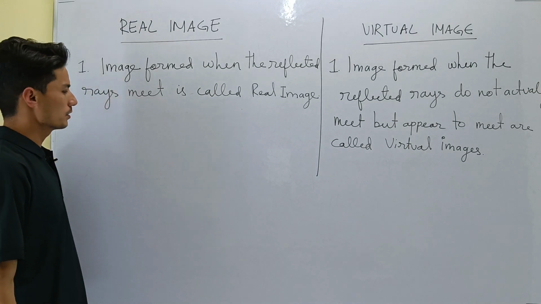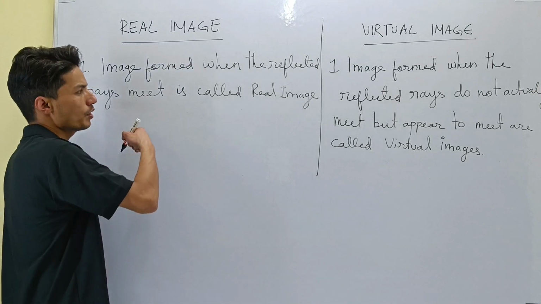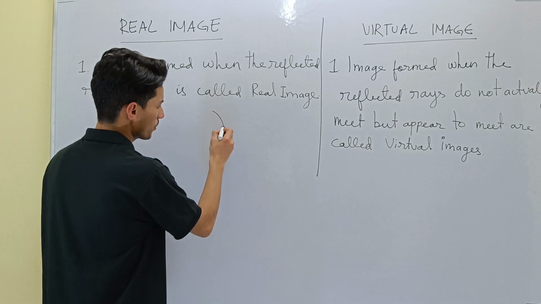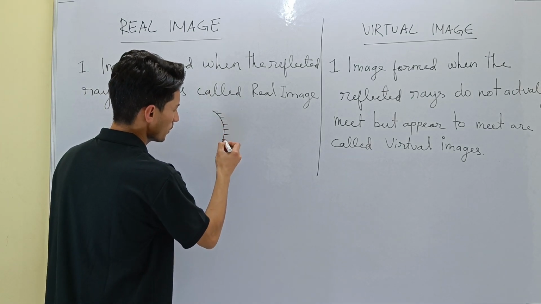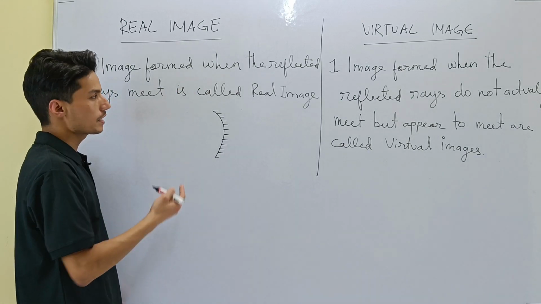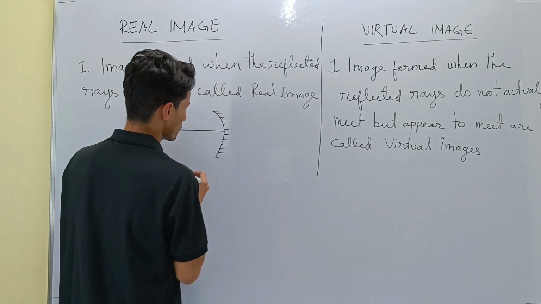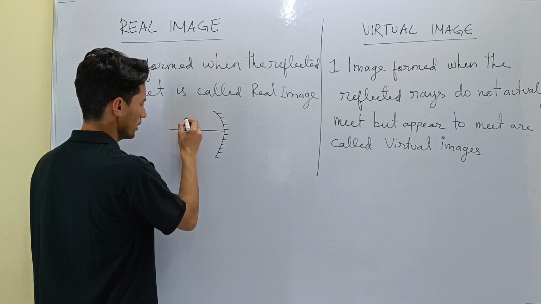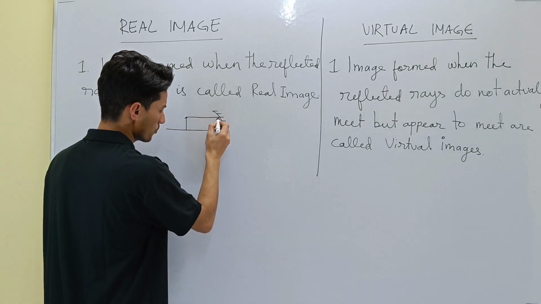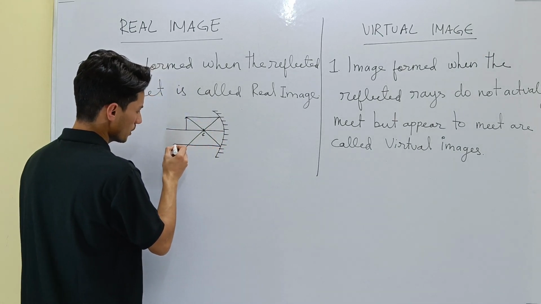Okay, let me give you a simple example of how a real image is formed and how a virtual image is formed. So let me take a concave mirror. Very soon we'll be studying image formation by concave mirror, but here to give you a clear idea of what is a real image and a virtual image, I will show you. We keep an object here. Then the ray goes like this, passes through focus. Let this be focus. Then the ray goes like this.